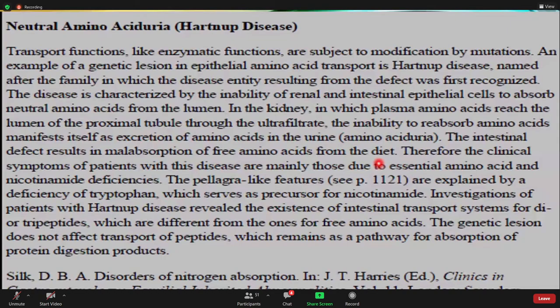هلا الهارتنب disease is kind of a disease that was called after the family name. في عندنا عائلة صار اسمهم عندهم هارتنب disease او اسمهم هارتنب. كان في عندهم مشكلة absorption. They have what's called a neutral amino acid urea. هلا من الاسم you can conclude the condition itself. لما بقول amino acid urea, it means that you have amino acids in the urine, and these amino acids are neutral amino acids.